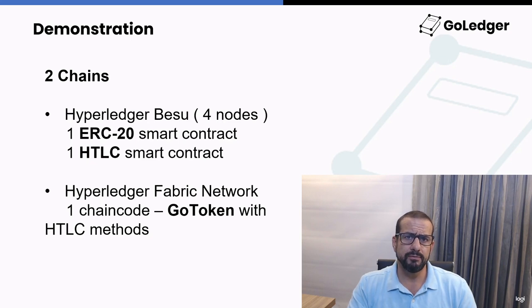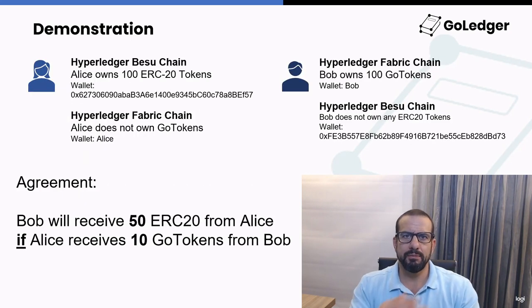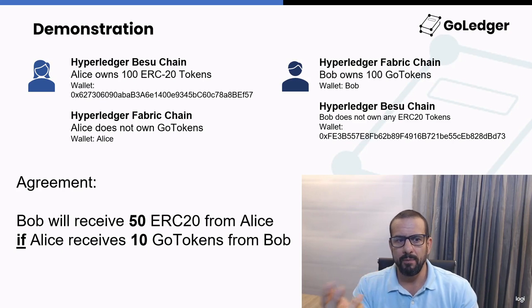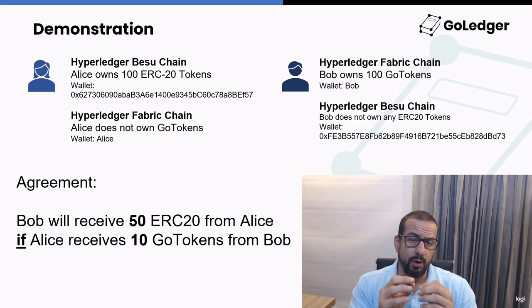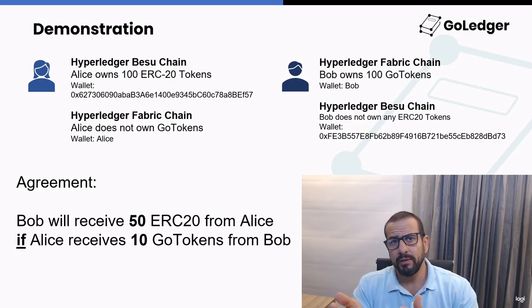in this channel. So this is the initial setup that we will have with two wallets, one for Alice and another for Bob. And this is the agreement the atomic swaps will have. That Bob will receive 50 ERC20 tokens from Alice in the Besu-Ethereum chain if Alice receives 10 gold tokens from Bob at the Hyperledger Fabric chain.